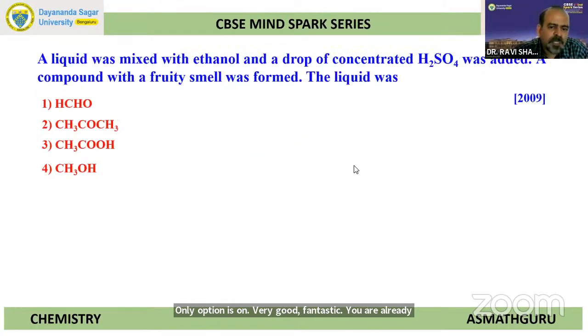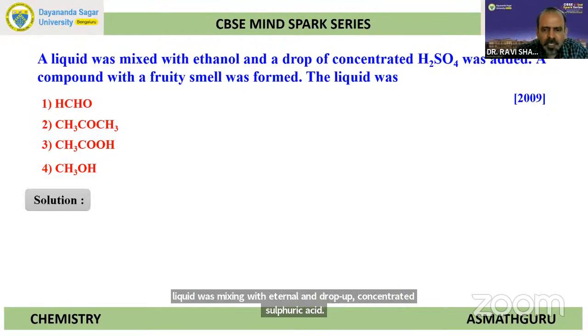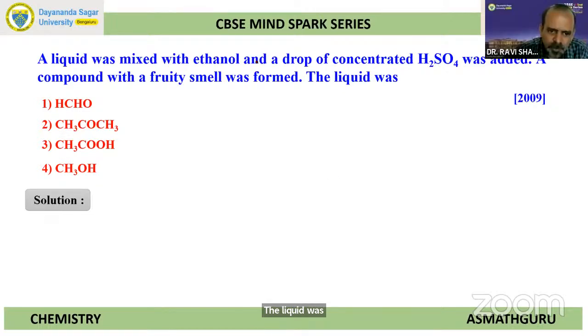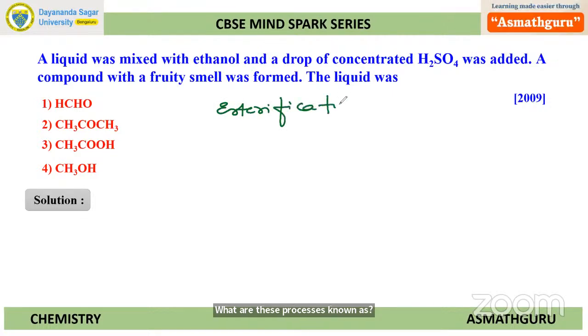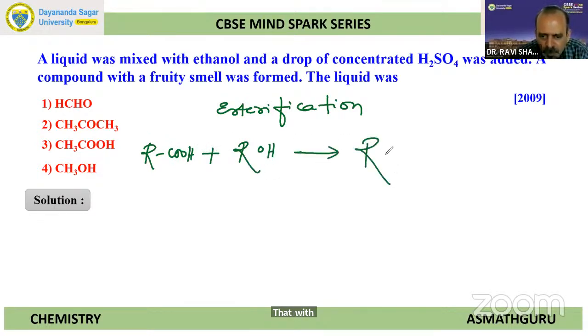The liquid was mixed with ethanol and a drop of concentrated sulfuric acid was added. A compound with a fruity smell was formed. So option 3. What is this process known as? Esterification. What is esterification? A carboxylic acid reacts with alcohol to form ester.